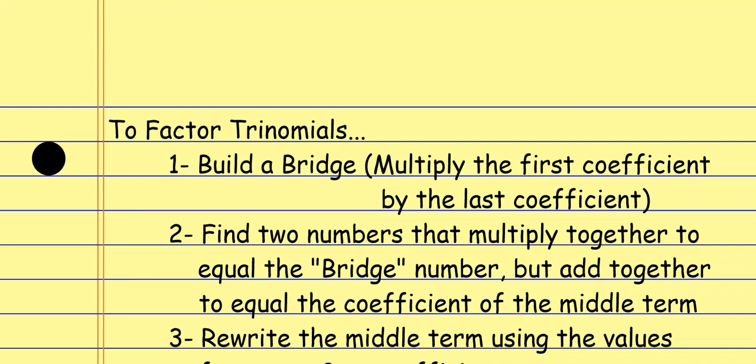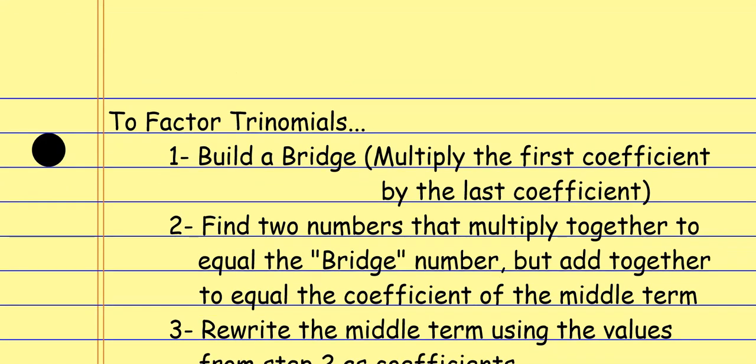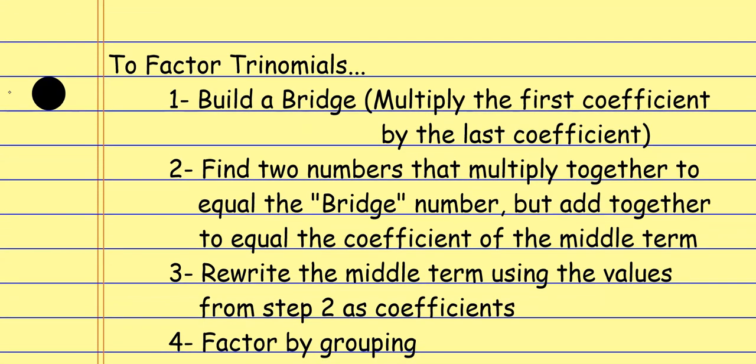Let's talk about factoring trinomials. Remember, factoring trinomials, we're working our way to factoring by grouping. So we build a bridge. We multiply the first coefficient by the last coefficient. Then we come up with two numbers that multiply together to give me the bridge, but add to the middle coefficient. So again, build a bridge, and now I need two numbers that multiply to the bridge, but add to the middle number. All right, and that gets all three terms involved.